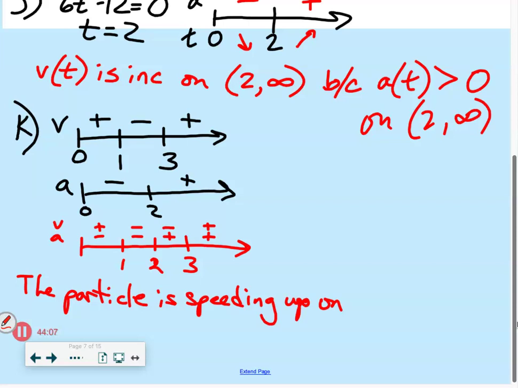Good call. All right. So the particle is speeding up on what interval or intervals? Tell me the first interval. 1 to 2. Union with, what's the next interval? 3 to infinity.